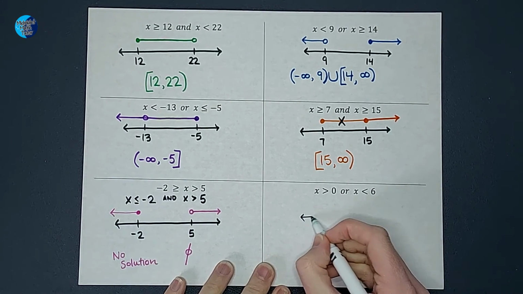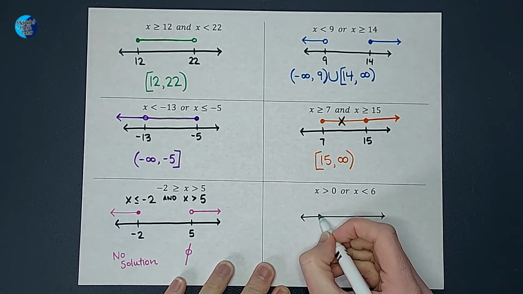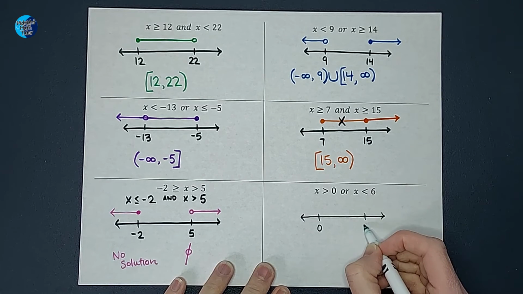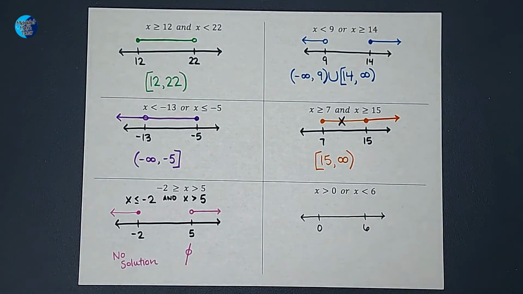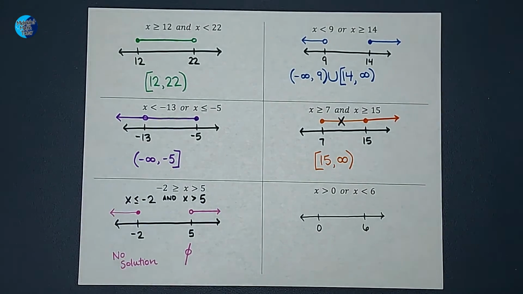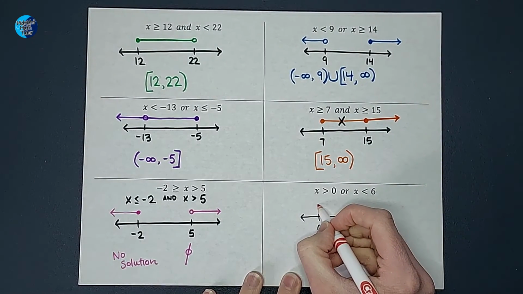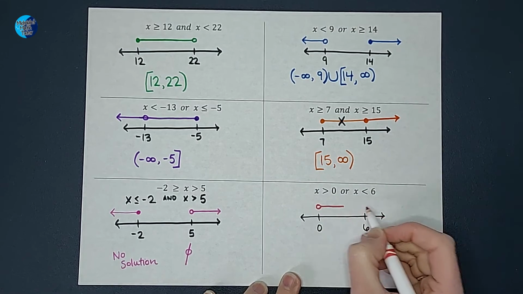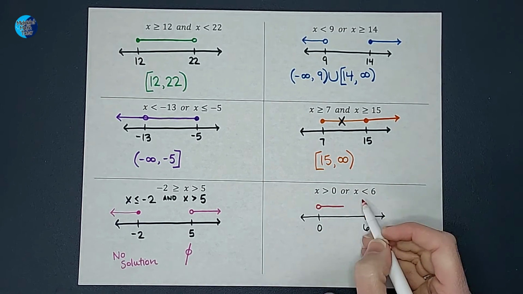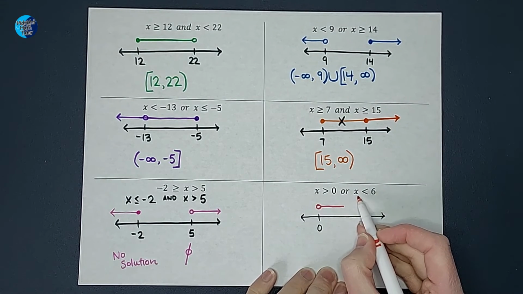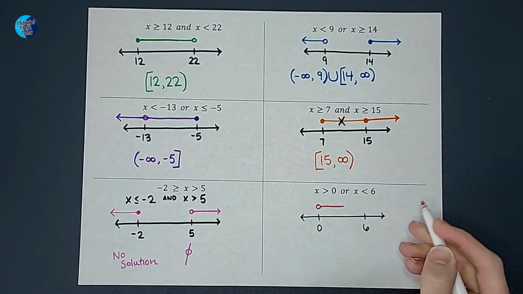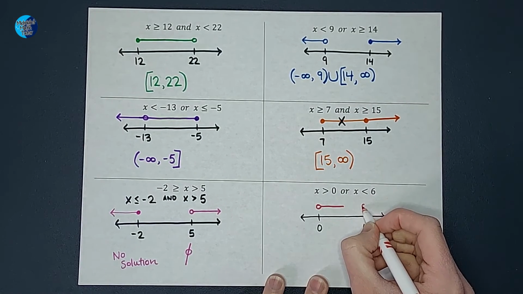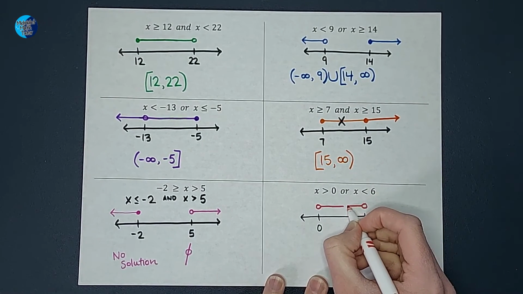All right, let's look at this one. We are graphing. This is another or. So we've got 0 and 6. X is greater than 0. So we put an open circle because there's no equal to. So greater than 0. I'm going to start writing it that direction, but I want to see how this one affects it. Or x is less than 6. So we're going to do an open circle and this way.